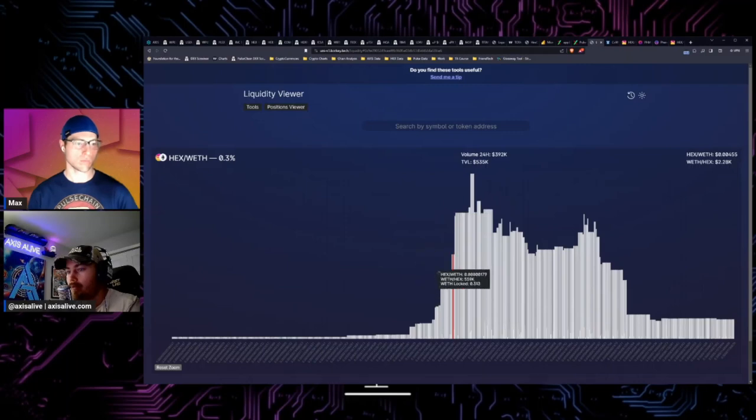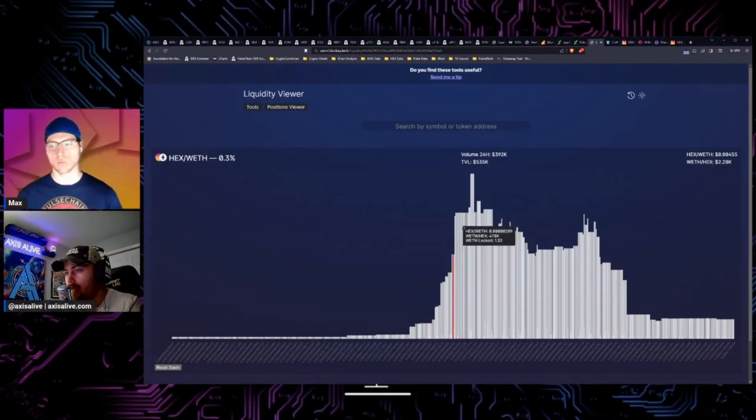On the left of the red line is where the price is sitting. On the left of the red line, these white bars represent Ethereum. And on the right of the red line, these white bars represent HEX. The taller the bar, the more units is sitting at that level. So down here, you can see there's not very much Ethereum sitting underneath the price right now. And up here, you can see that there's a ton. It looks like there's a ton of HEX sitting above the price right now.